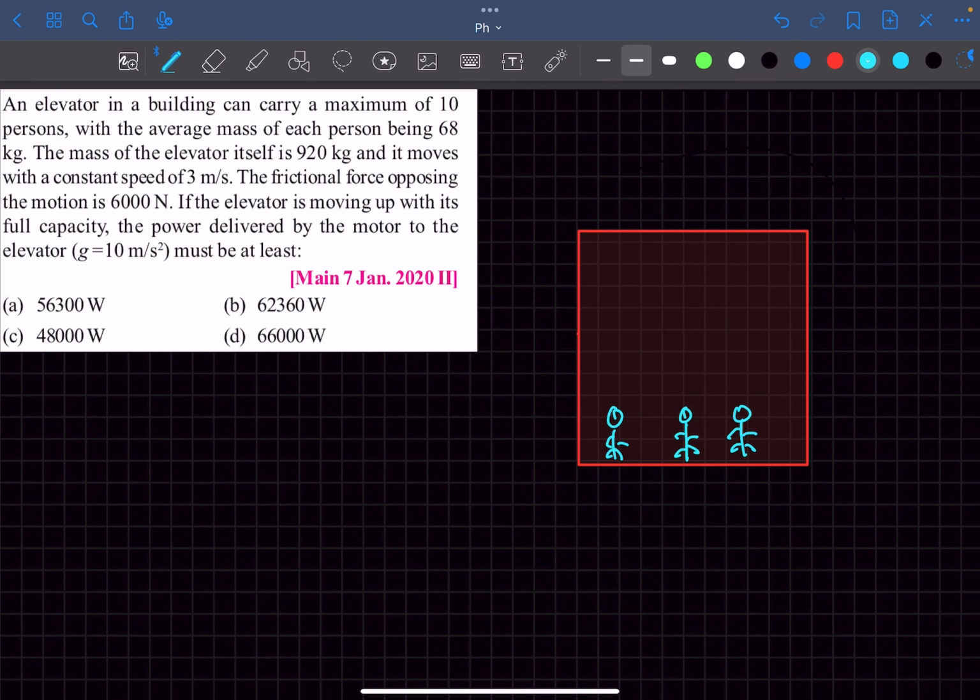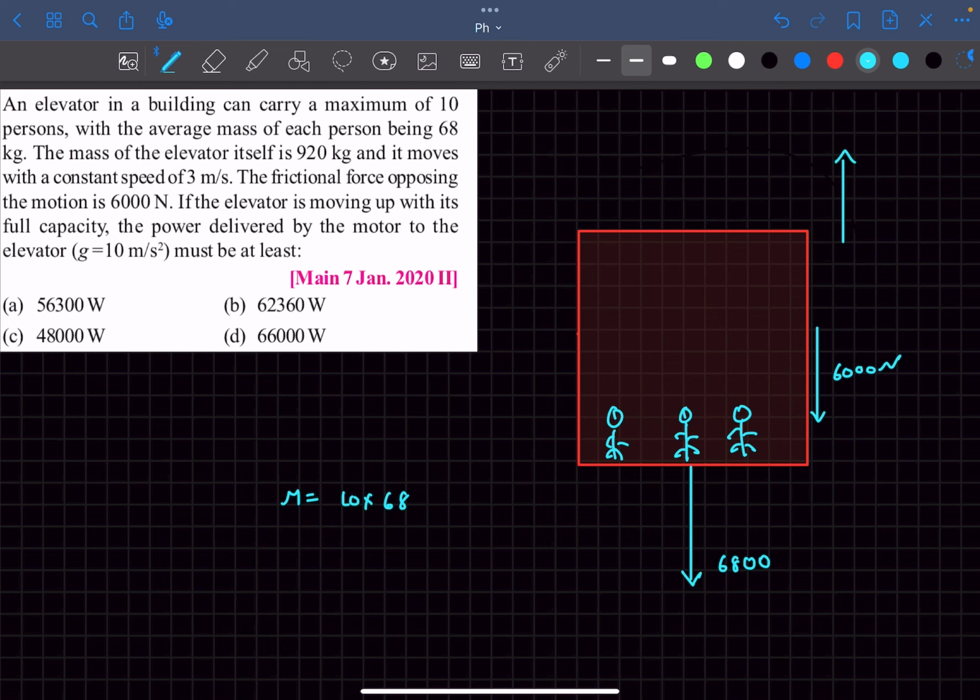It's given that at maximum capacity, it can carry 10 people with an average mass of each person being 68 kilos. So the total mass that the elevator can carry would be 10 multiplied by 68. So the weight of all of those people combined would be 680 kilos multiplied by g, which would be 6800 Newton. Given that the elevator is moving up, the frictional force acting on the elevator must act downwards, and its magnitude will be 6000 Newton.